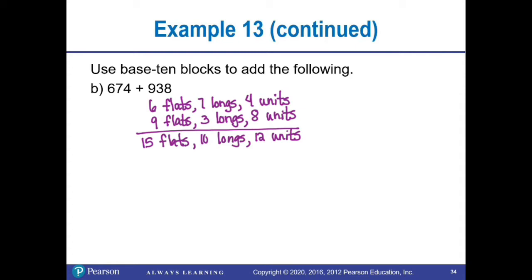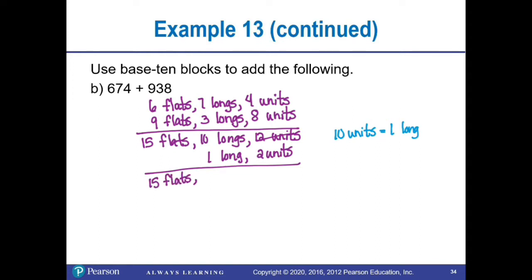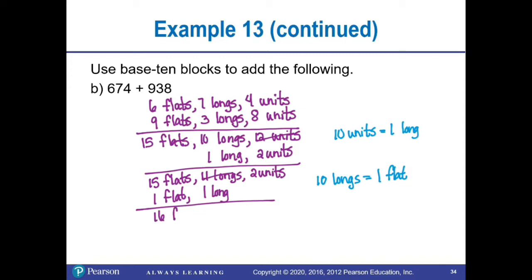Now I need to make my trades. 10 units is the same thing as 1 long. So I trade 12 units for 1 long and 2 units. This gives me 15 flats, 11 longs, and 2 units. 10 longs is the same thing as 1 flat. So I exchange my 11 longs for 1 flat and 1 long. This gives me 16 flats, 1 long, and 2 units.